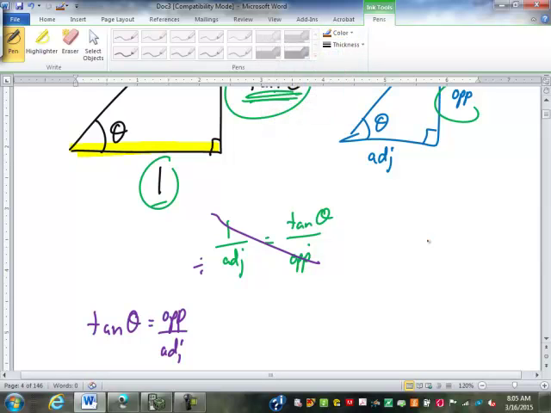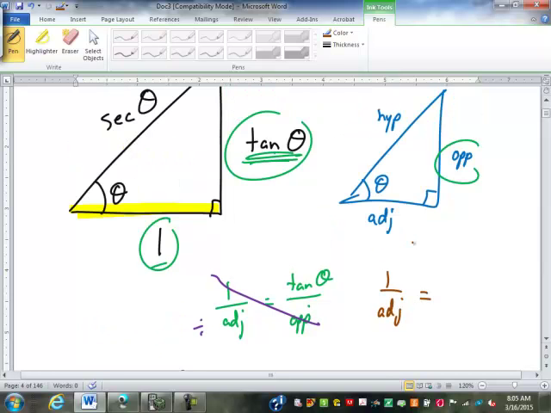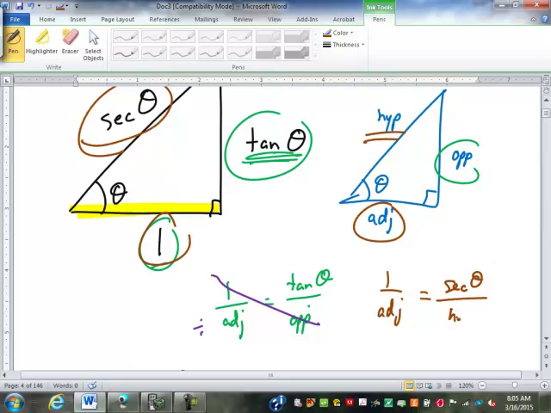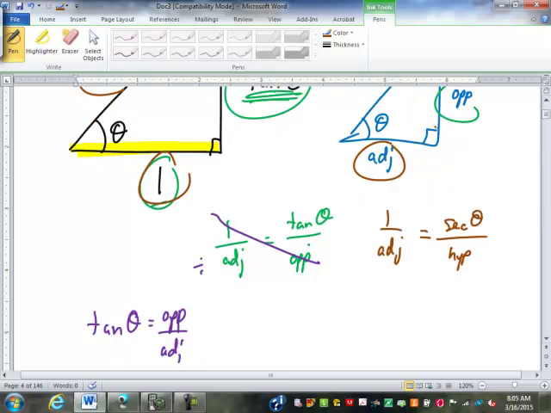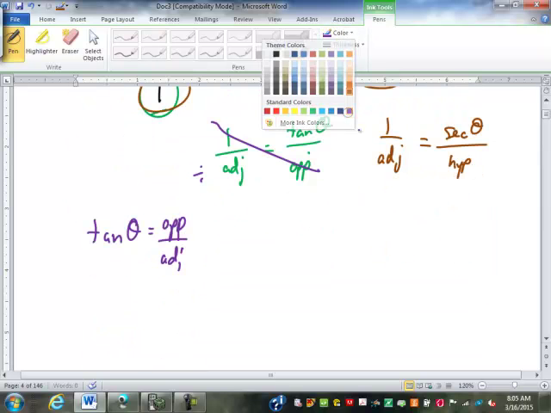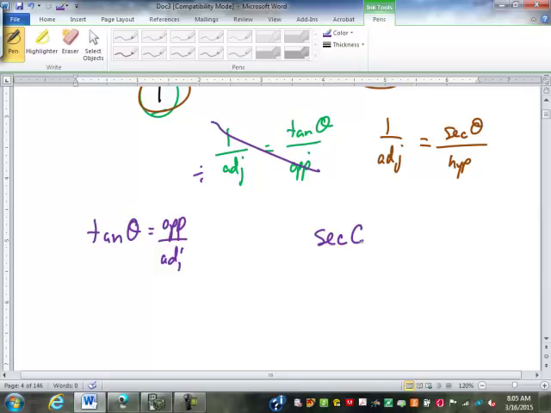While we're at it, let's define secant just for fun. We still have 1 over the adjacent side. Those are the two lengths that go together. The 1 and the adjacent side. The secant, however, is up here. So putting the secant of theta, what side matches up with the secant? Hypotenuse. So if we cross multiply and divide to solve for secant there, 1 times hypotenuse is hypotenuse divided by the adjacent.